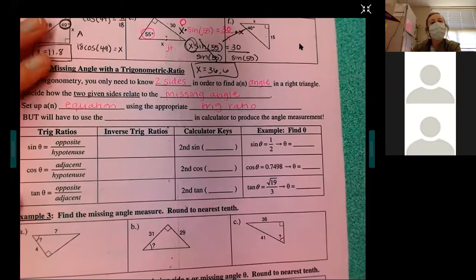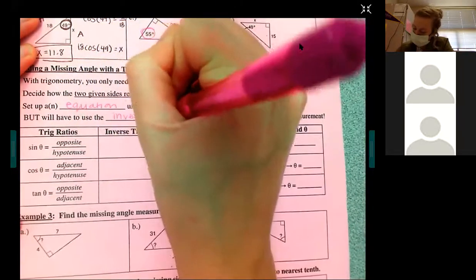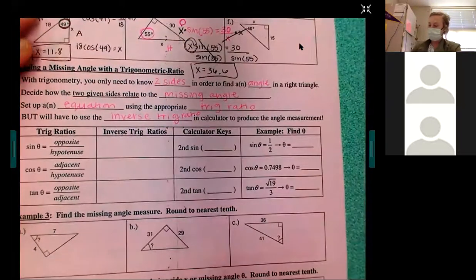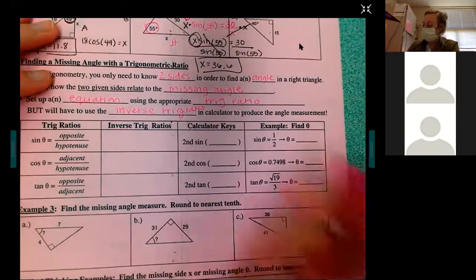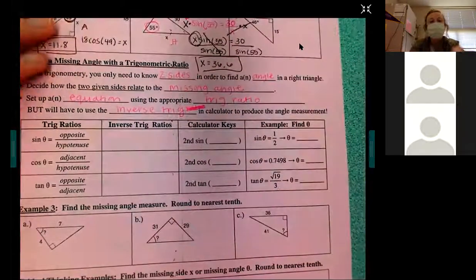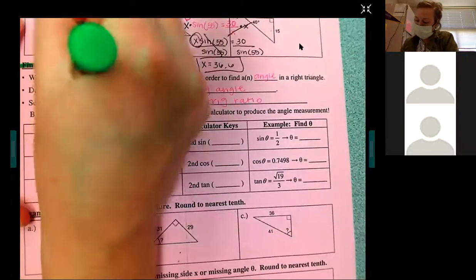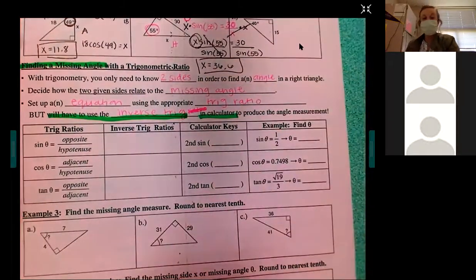But this is going to be the part that's different, y'all. When you are finding an angle, you have to use what's called an inverse trig button, okay? So you don't even really need to write this word ratio. Y'all can just write inverse trig. So my boys at home, if you didn't print this and you're writing, this is what I need you to write. When you're finding a missing angle, you will have to use the inverse trig button in a calculator.